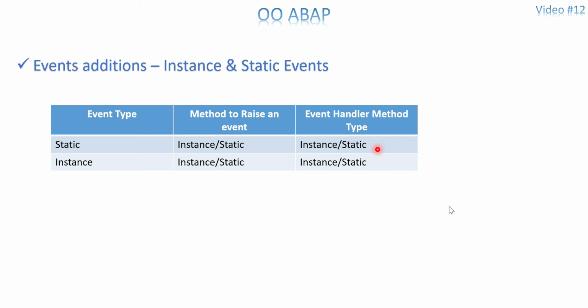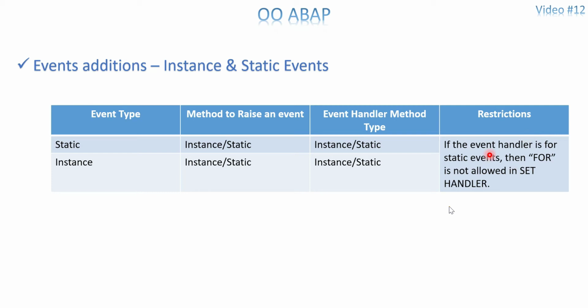I have an instance event or a static event, so my event handler method can be an instance event handler or a static one. Same thing for an instance event type: the event handler can be an instance or a static method. But you have some restrictions. It's not like a static event must have a static event handler method. It's not necessary.